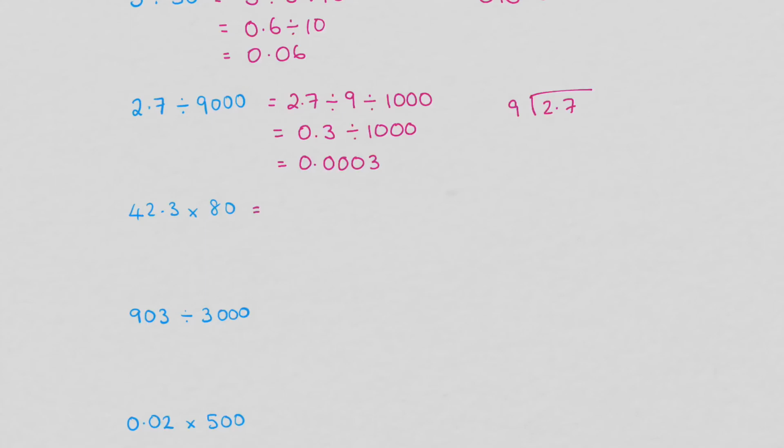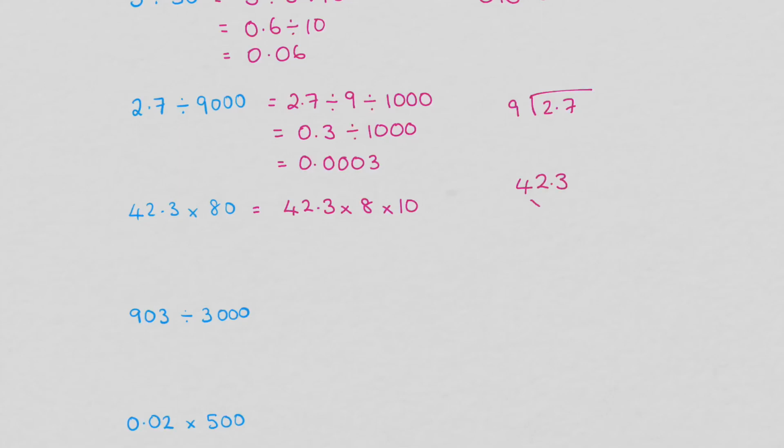Okay, next one, 42.3 times 80. So we're going to do 42.3, it'll be times 8 and then times 10. Of course it doesn't matter what order you do these in when you're doing a multiplication that's got more than 2 things. So if you wanted to, you can just do the 42.3 times 10 and then times your answer by 8. It doesn't matter, but let's just stick with what we've been doing.